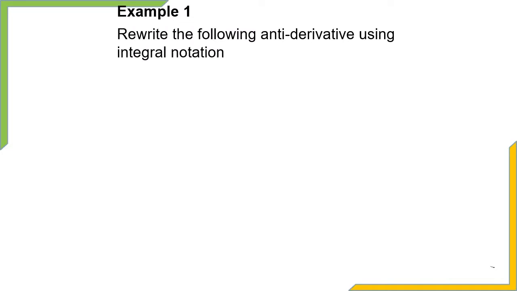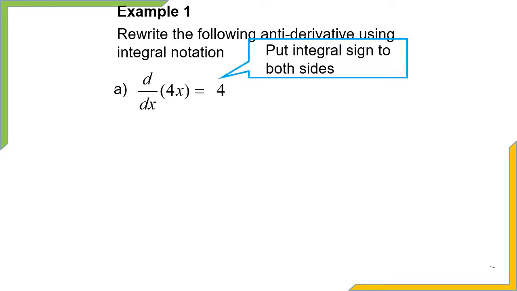So let's see some basic examples. Rewrite the following antiderivative using integral notation. For the first one, we have the derivative of 4x with respect to x equal to 4. Then in antiderivative form, we need to put an integral on both sides. So we integrate with respect to x, and on the right side we also need to integrate with respect to x.